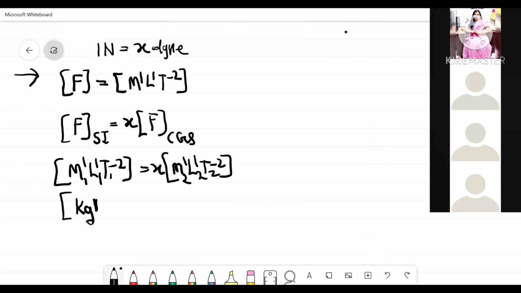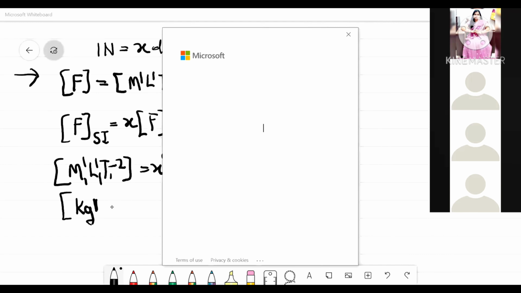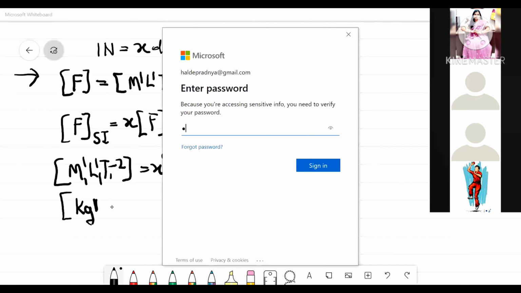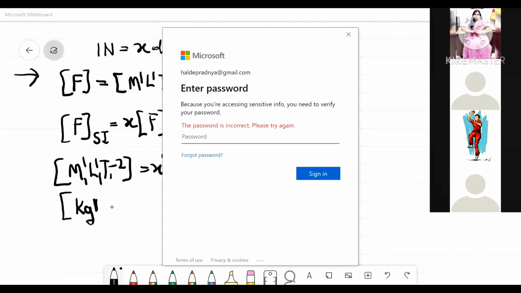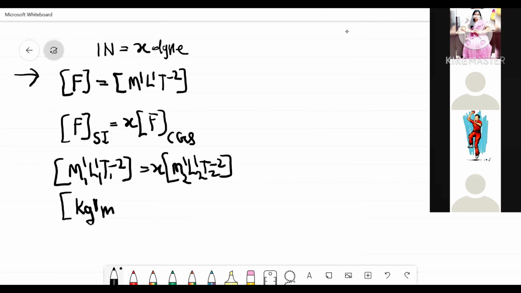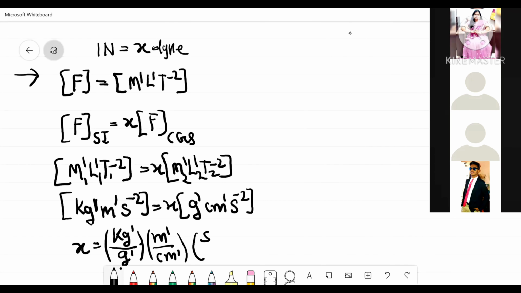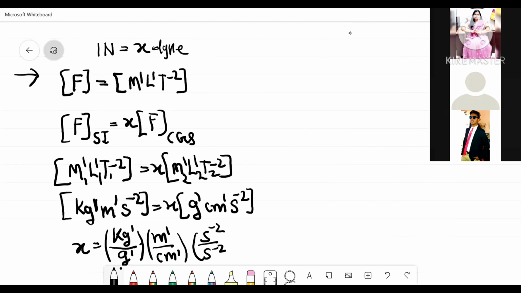For length we'll write meter. Second raised to minus 2. Next, second raised to minus 2 upon second raised to minus 2.